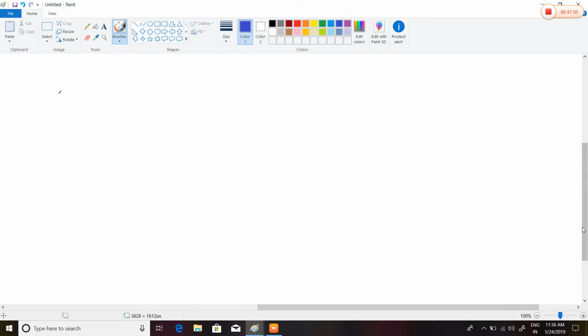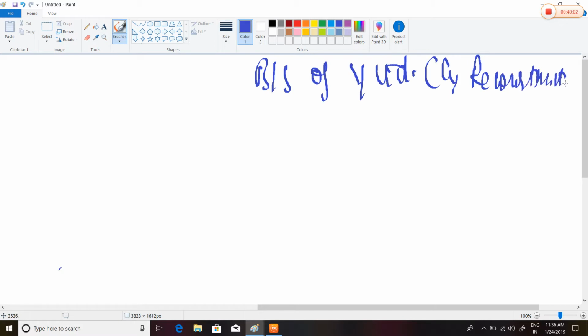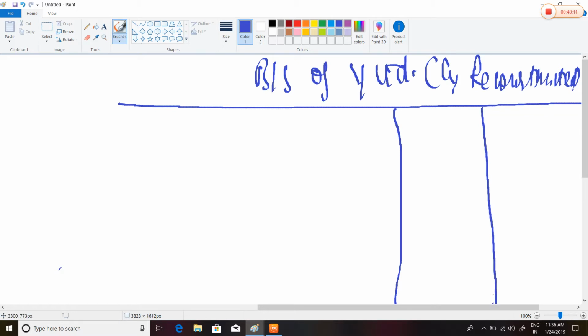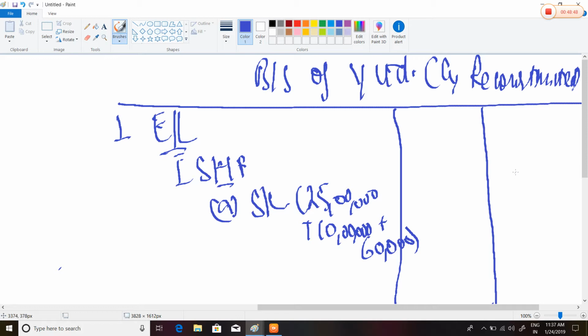Now next part, balance sheet of Y Limited and reconstructed. You have to prepare the notes to accounts also, but I am not preparing them right now. Equity and liabilities. First, shareholders' funds. In this, first part share capital: equity share capital 25 lakhs plus preference share capital 10 lakhs, and at last shares issued to directors 60,000. It would be 35 lakhs 60,000.